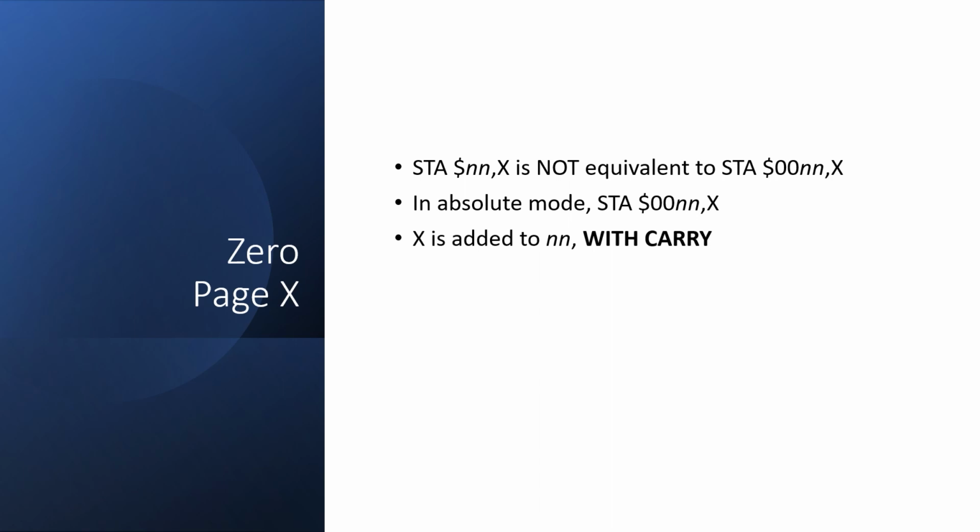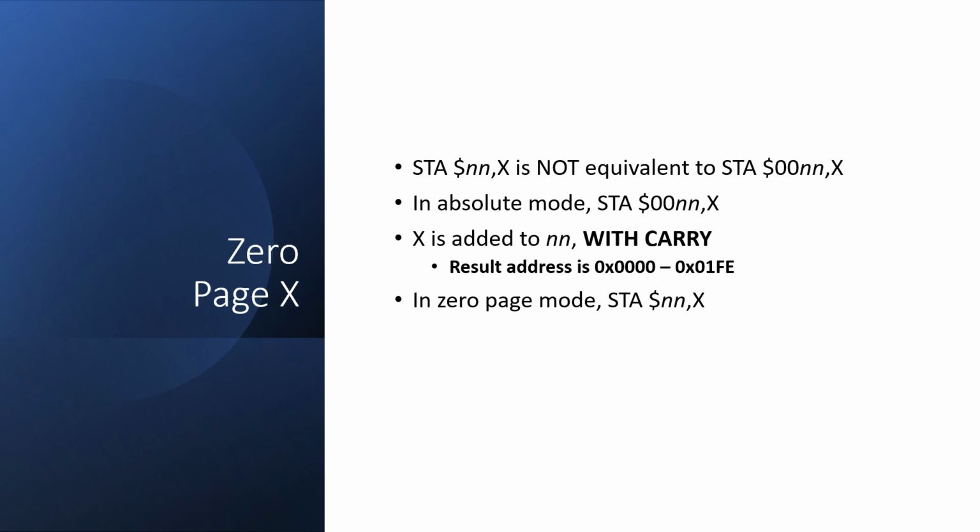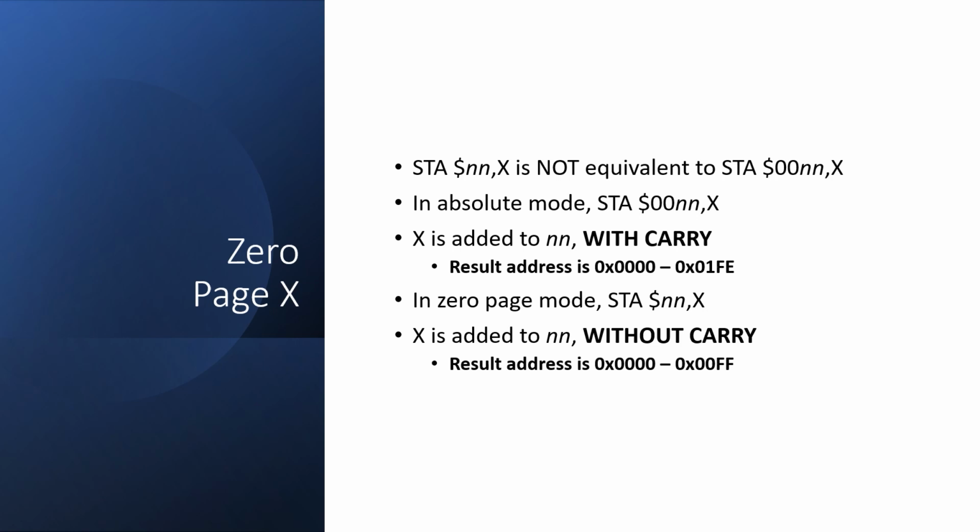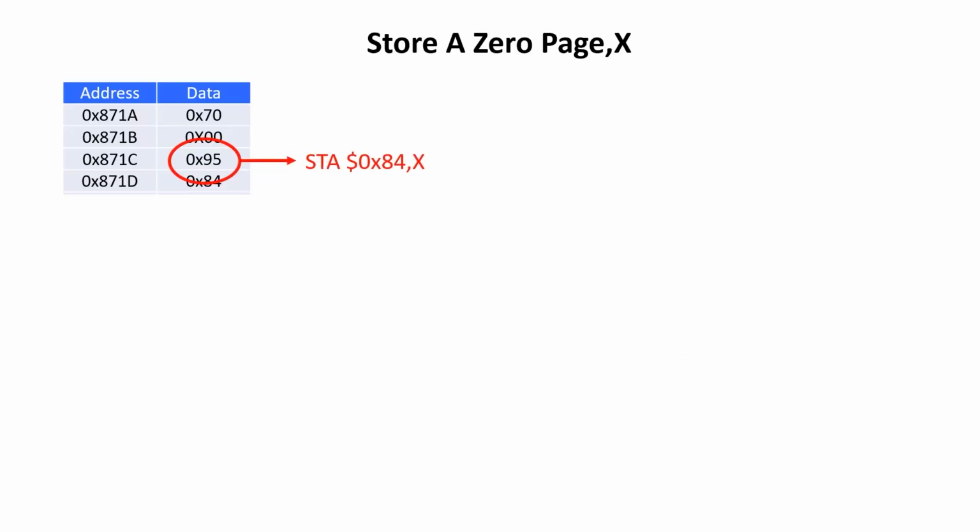So that means with the example of 00NN,X, the resulting address range could be 0 through 1FE. However, in the 0 page version of the instruction, the addition is done without carry. So the resulting address will always be in the range of 0000 to 00FF. Now this is quite subtle, but it is an important difference. Let's look at an example.